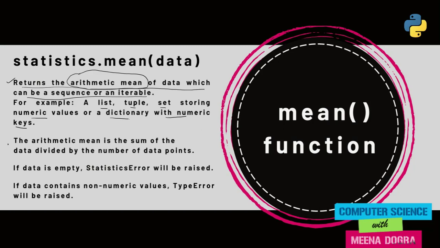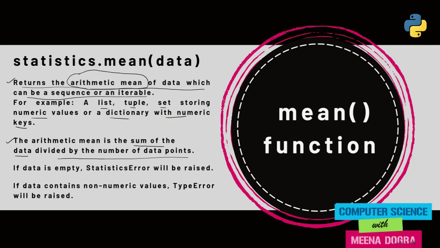Fine. Now, what is arithmetic mean actually? Basically it's just like an average. So what it does, it takes out the sum of the data, whatever data your list, tuple or set is containing, and divides it by the number of elements or data points in that iterable or sequence. So this will give you the arithmetic mean.